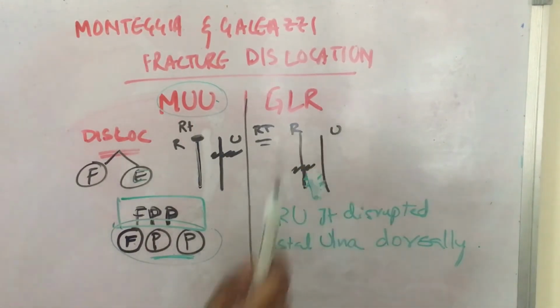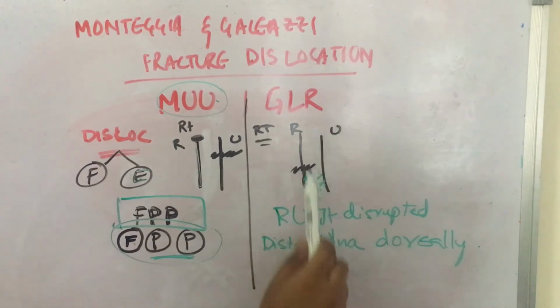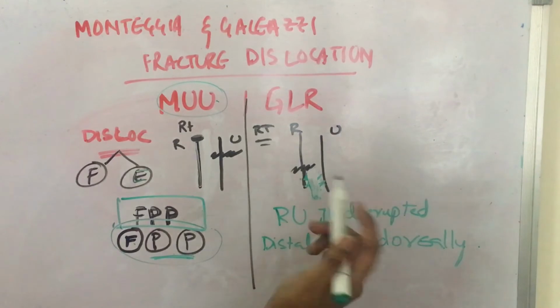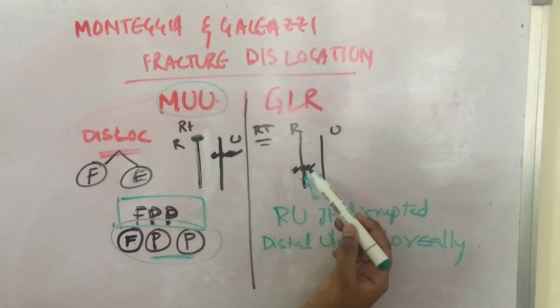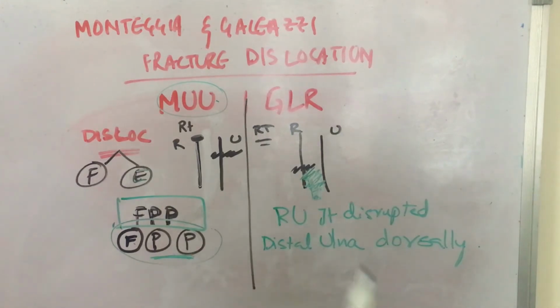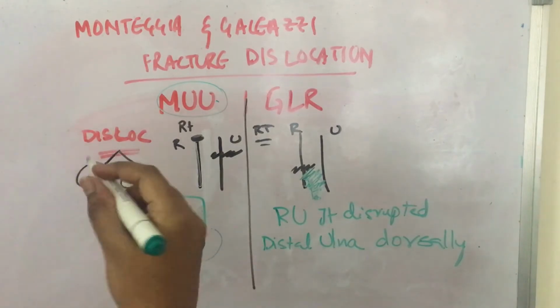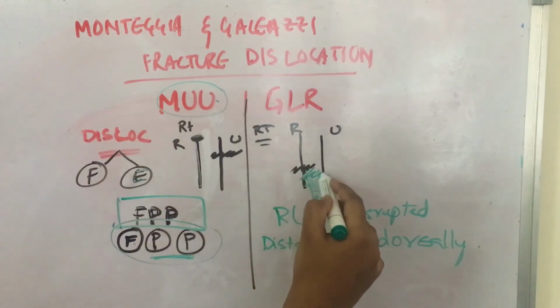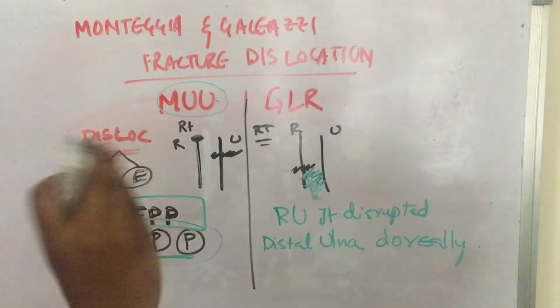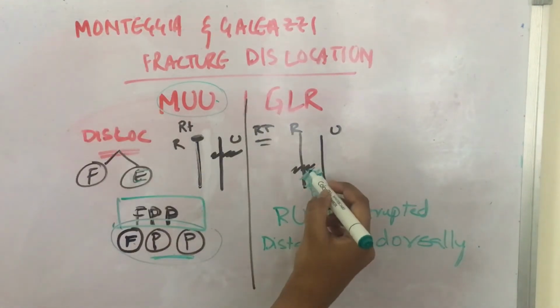But when it comes to GLR, there's only one mnemonic, you know where the fracture is happening, lower 1/3 of radius. After that happens, all you need to recollect is that there's a radio-ulnar joint over here. So when the radius is getting fractured in its lower 1/3 portion, the radio-ulnar joint will be disrupted. That's how you need to recollect. So now I'm saying in Galeazzi, lower 1/3 is getting fractured. So this means the lower radio-ulnar joint is getting disrupted.